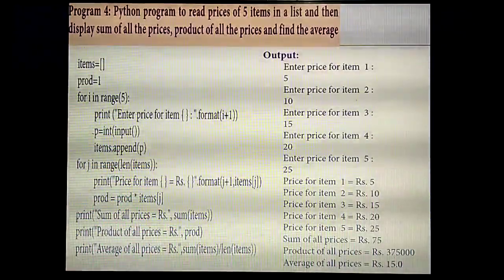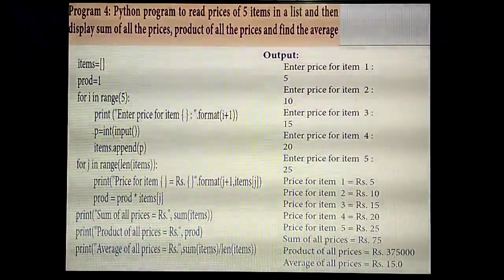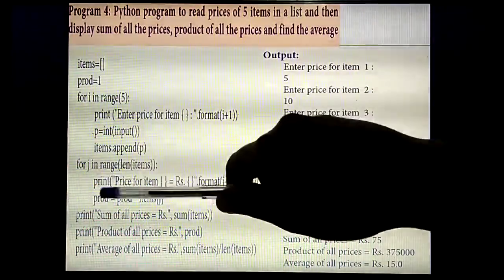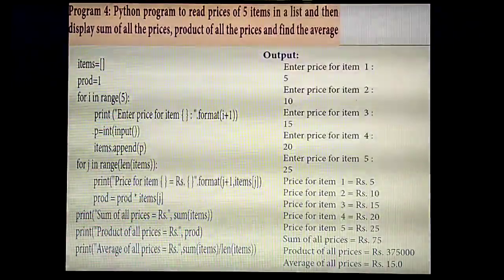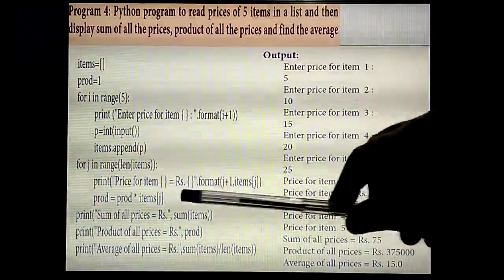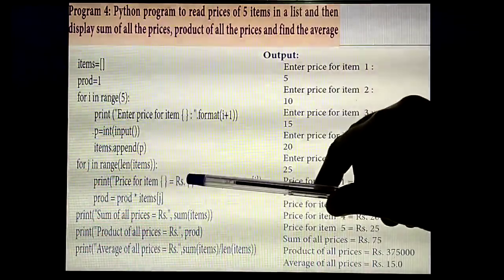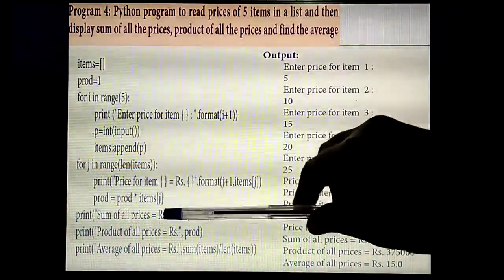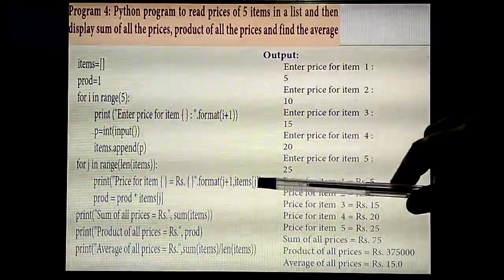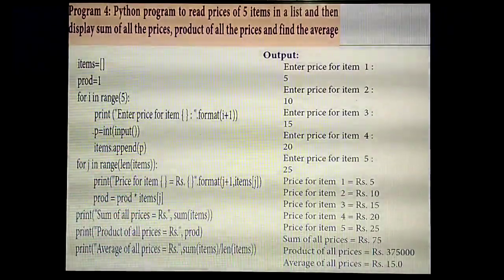Next you are going to display the price of the item in rupees. For that, the next for loop uses variable j, in the range of the length of the list. What's the name of the function to find the length of the list? len of. Next you display the price of the things in rupees. Each time the item number needs to increment: item 1, item 2 till 5. Each time the values need to be stored, in the list items of j. Next you are going to find the product of elements.